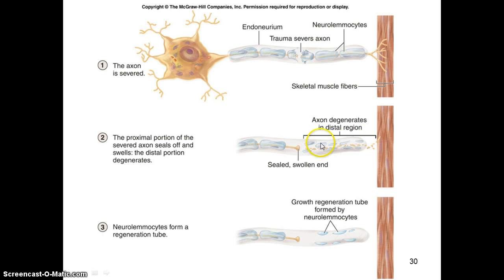All right, and now we do have some fragments of neurolemmacytes that persist, which are going to be important in the next step, which is where those neurolemmacytes start to form what's called a regeneration tube. And the regeneration tube is formed by not only the neurolemmacytes, but any surviving endoneurium, which is that areolar connective tissue wrapping surrounding the axon.